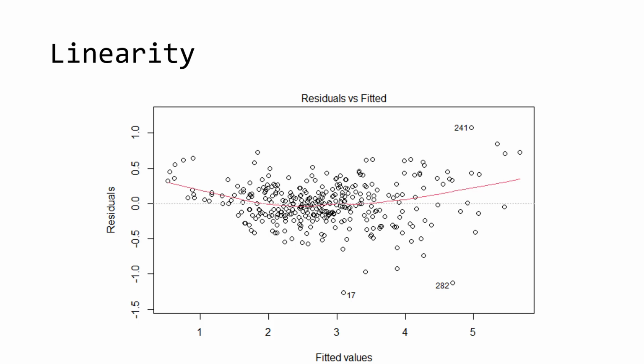This plot for a model with good linearity will show a random scatter of points around the value y equals 0 with no trend in the points. The red line will be very close to the y equals 0 line. In this case, we see that there's curvature in these points, highlighted by the upward curvature of the red line. This systematic pattern is a sign that these data are probably not linear.